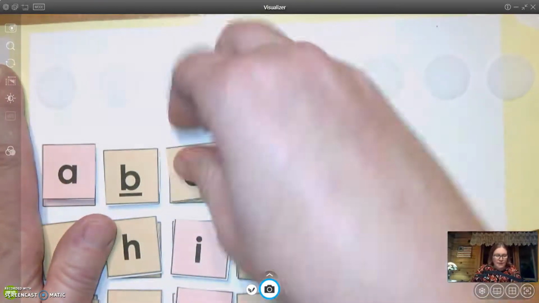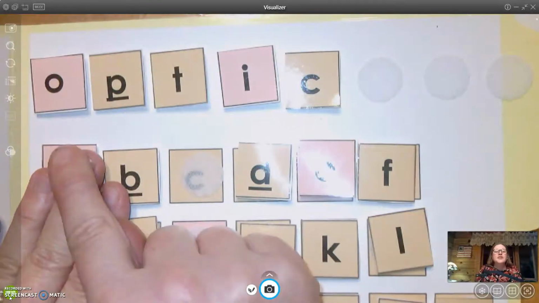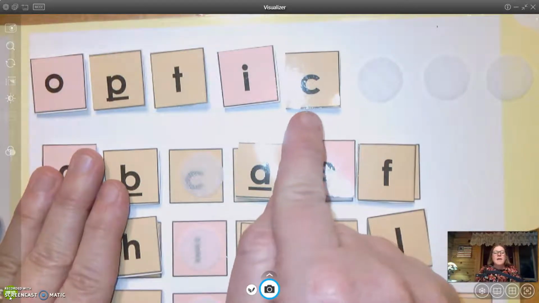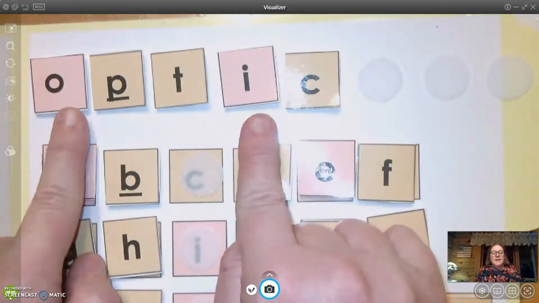All right, just a quick review. Let's spell your first word. Your first word is optic. Echo, optic. Here's your word optic. If you take a look at this word, you can see that it does need to be divided into syllables because it has two vowels.